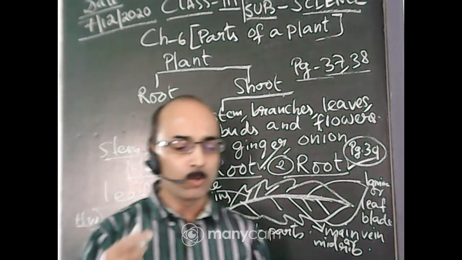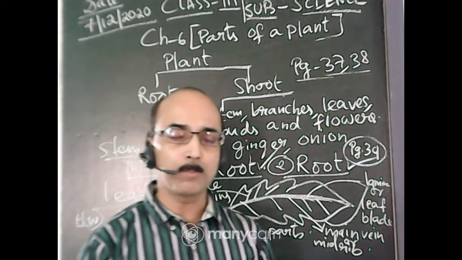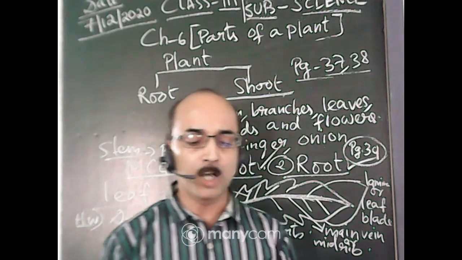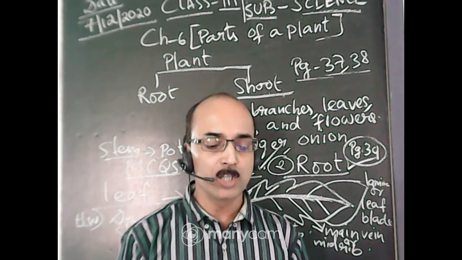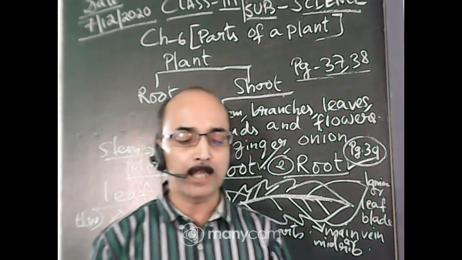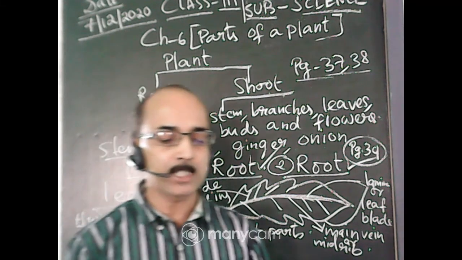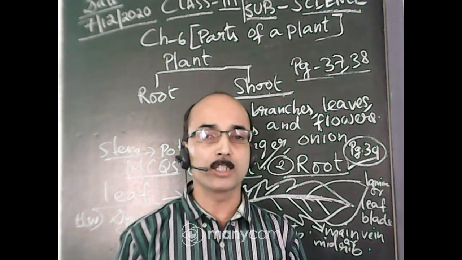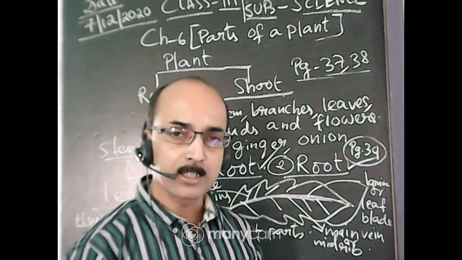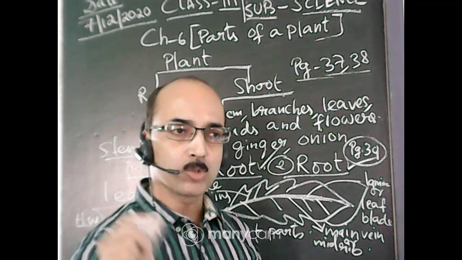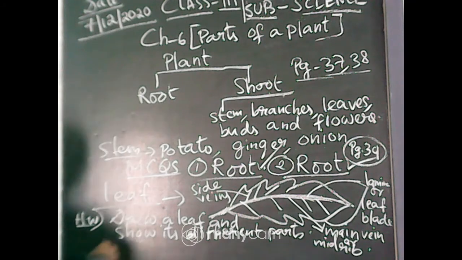So leaves are also called food factories of the plant, also called the kitchen of the plant, because they prepare food for the plant. The process by which green leaves make food for the plant with the help of carbon dioxide and water in the presence of chlorophyll and sunlight is called photosynthesis. Very important one. You will memorize this question. So what is photosynthesis?